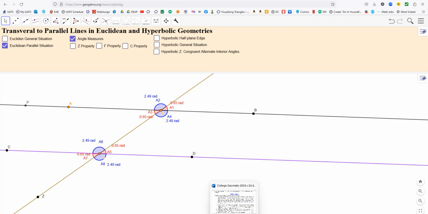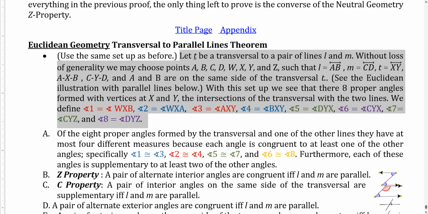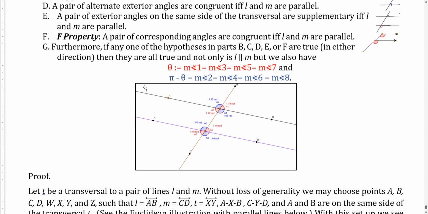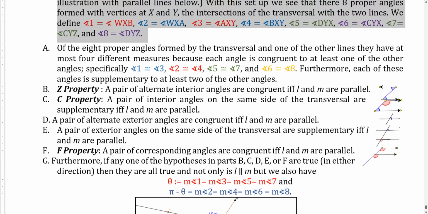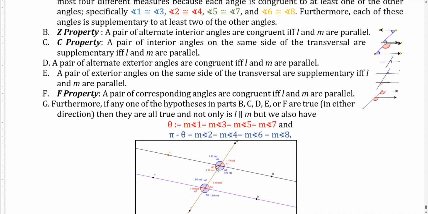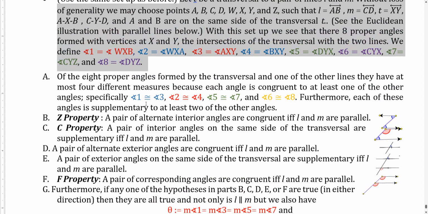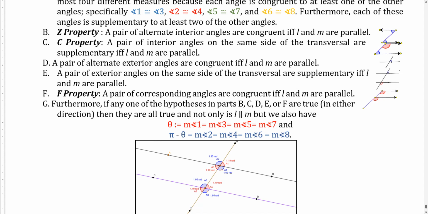Okay. Now, really, once you prove that, then we've got everything else in this entire proof. We've already proved that if you've got a pair of alternate interior angles that are congruent, then all pairs of alternate interior angles are congruent. All pairs of corresponding angles are congruent. All pairs of alternate exterior angles are congruent. All pairs of interior angles on the same side of the transversal are supplementary, and so forth. And so those are all if and only if situations. So once we prove the Z property in both directions, we have the C property in both directions.